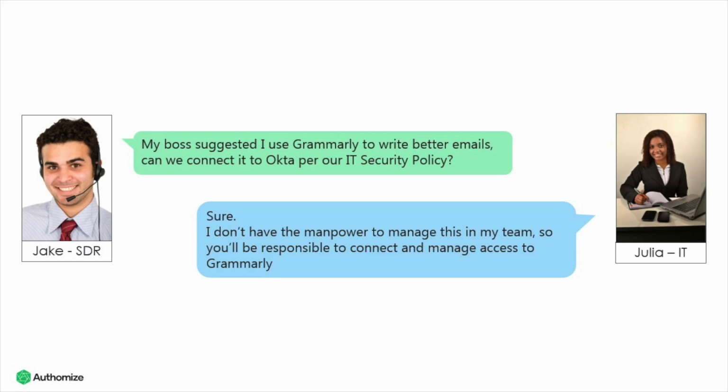He wants to avoid making mistakes in his emails to prospects, so he gets approval to create a Grammarly account. He reaches out to the overworked Julia over at IT, who tries to save time by making Jake an app admin in Okta so that he can add Grammarly himself. Jake, the SDR, is now an app admin and gets himself set up on Grammarly. All is well and good.